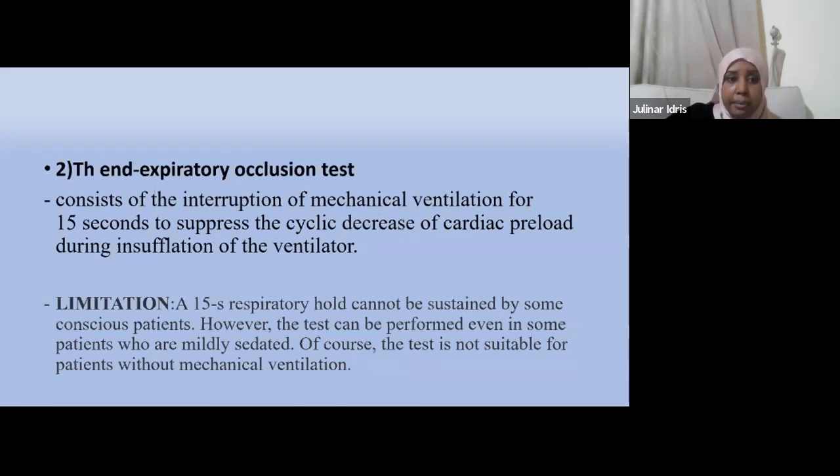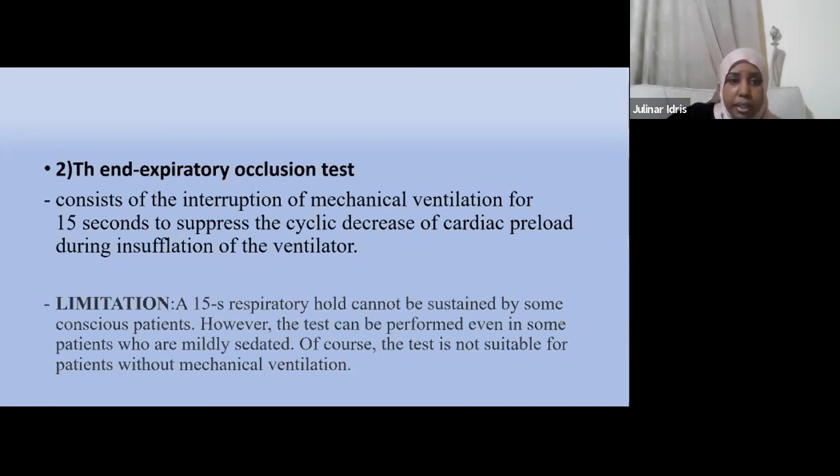Even if this end-expiratory occlusion test is continued for a longer period, it may also affect the left ventricle preload. An increase in stroke volume and cardiac output in response to this maneuver was found to be a good predictor of preload responsiveness, even for both ventricles. Usually they put a cutoff of 5% increase in cardiac output and arterial blood pressure, which indicates a positive fluid response.